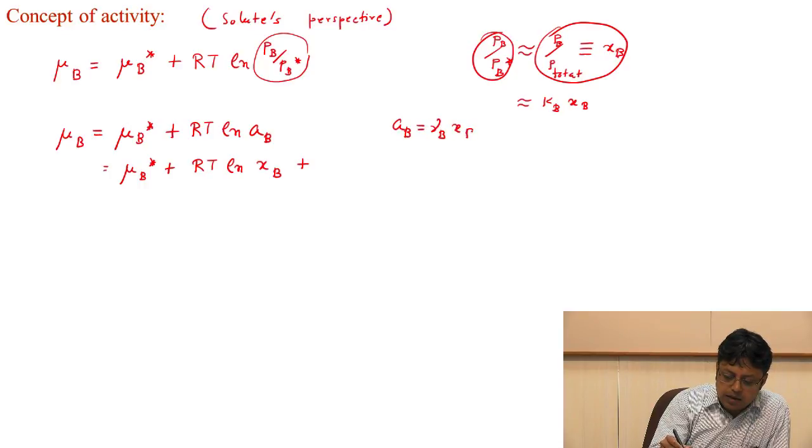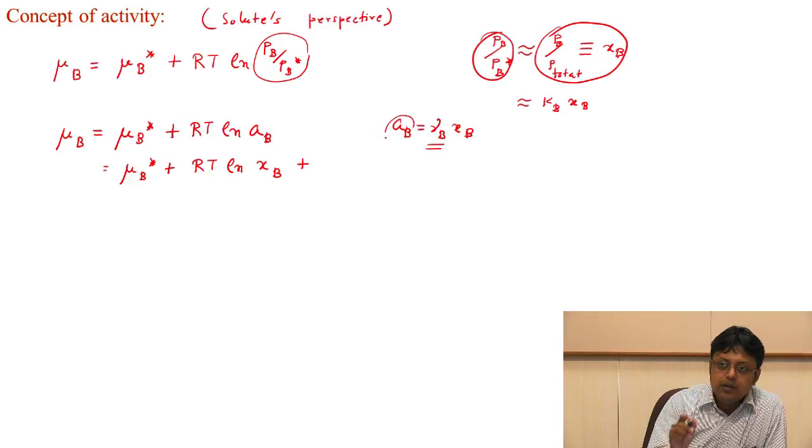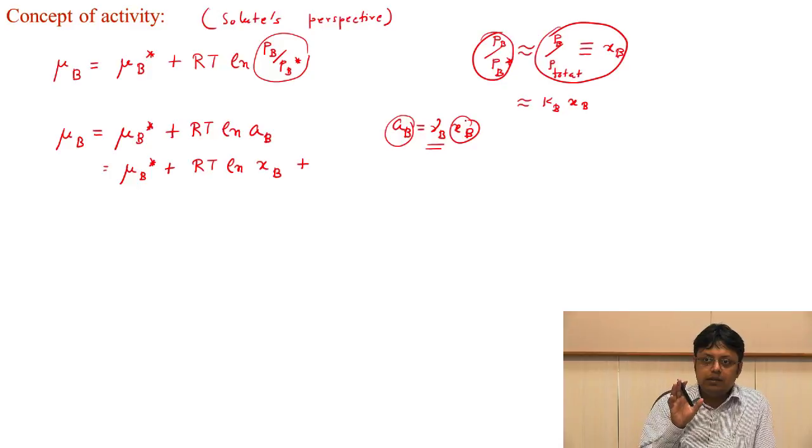Now this gamma will be slightly different in this case. Now remember, at what condition can we write it to be equal to XB? That's the thing here. Now you can write it to be equal to XB.